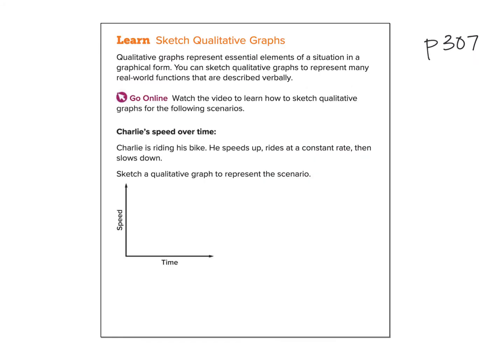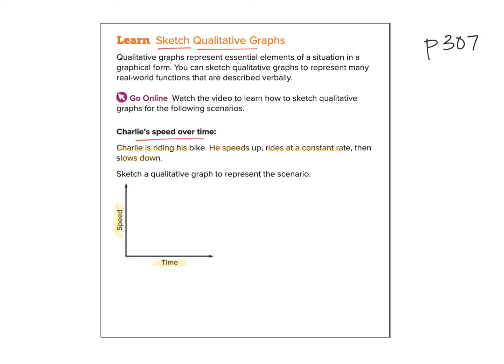The next thing we're going to do is learn how you actually sketch a qualitative graph. So they're going to give us information, and we're going to actually try to sketch it. We have Charlie's speed over time. You can see that they labeled it first of all. They put time down here, and they put the speed here. It says Charlie is riding his bike. So he starts riding his bike, he speeds up, then he rides at a constant rate, and then he slows down. Can you sketch a graph that shows that?